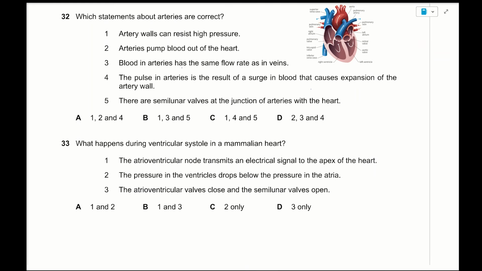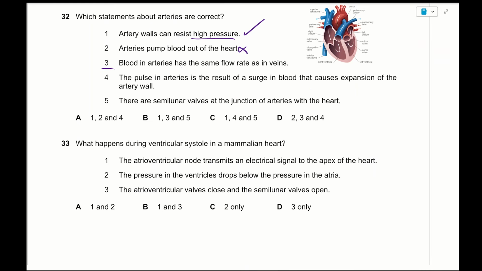Question number 32. Which statements about arteries are correct? 1. Artery walls can resist high pressure. This is correct due to the elastic fiber content of its walls. 2. Arteries pump blood out of the heart. Now, this is incorrect. It's the heart that pumps blood out of it.